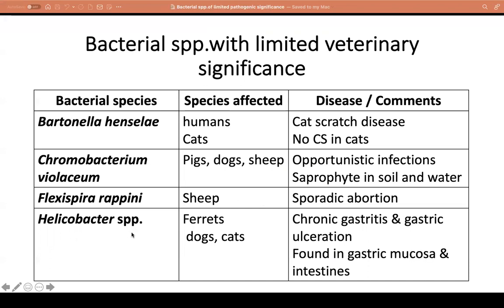And Helicobacter species, which we have discussed already, included with the Campylobacter species, like H. pylori that is a cause of gastric and duodenal ulcer. We have H. mustelae affecting ferrets, and other Helicobacters affecting dogs and cats, resulting in chronic gastritis and gastric ulceration. It is found in gastric mucosa and intestines.